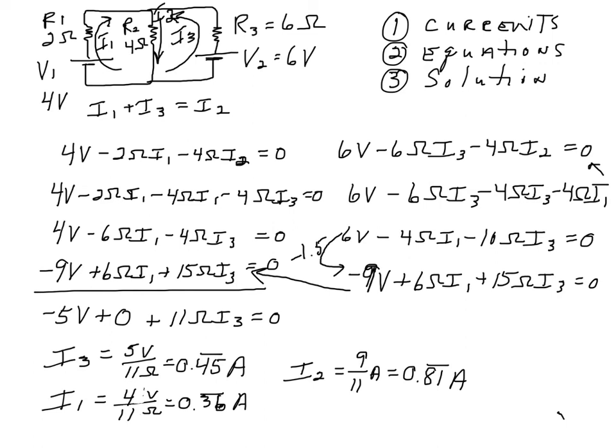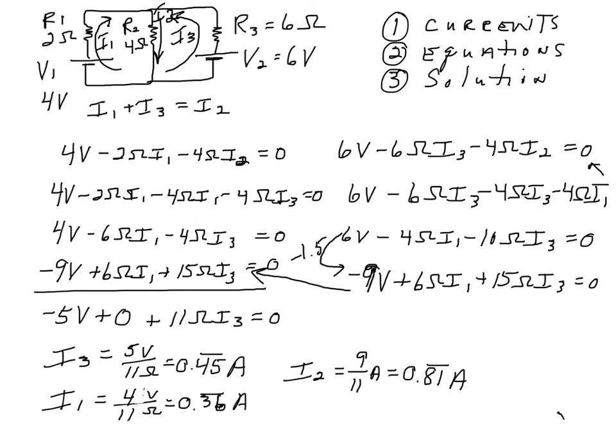So negative 9 plus 4 gives a negative 5. These two terms add to 0. This is negative and positive. These add to 11 ohms I3. And now I just solve for I3, and I get that I3 is 5 volts over 11 ohms, or 5/11 amps, or 0.45 repeating.